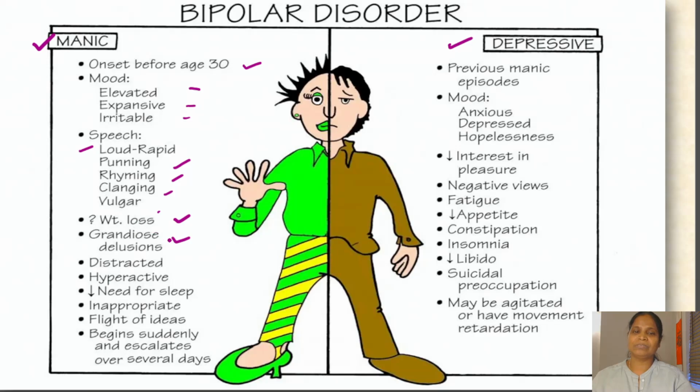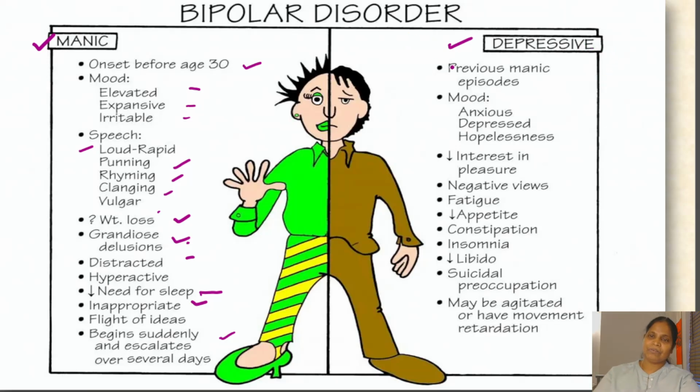Mania with psychotic symptoms, these delusions are present where they think greatly about themselves. They are easily distracted, hyperactive, with decreased need for sleep because they have so many things going on in their mind. They don't feel like sleeping, they are restless, their talk is inappropriate, flight of ideas is present. It begins suddenly and escalates over several days. Most probably this manic episode will last between 3 to 4 months. This same person, after taking treatment, might have a depressive episode in the next episode.